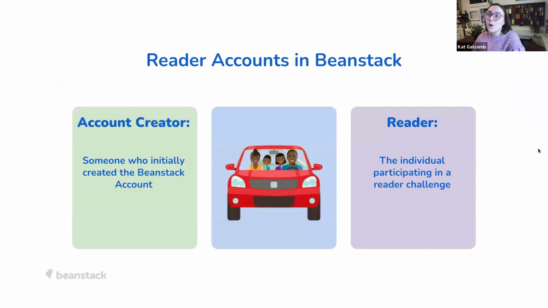The way that reader accounts work in Beanstack, we think of it like a car. You have the driver of that car, that's the account creator. That's the person who was initially creating that account. Then you have passengers in the car. Those are the readers, the individuals who are participating in the challenges. Now, you could have an account where the driver is the only one there. They are the account creator and the reader. Or you could have a family account where you have one person, typically an adult, who has created reader profiles for all of their family members, so everyone can participate in challenges together.